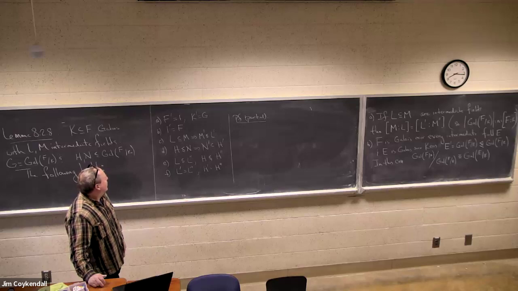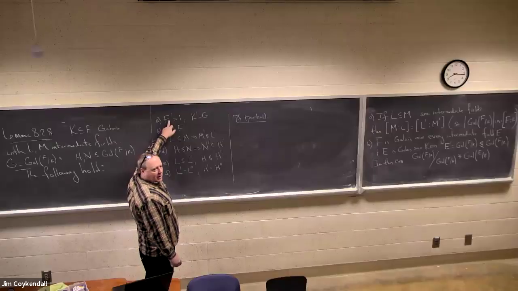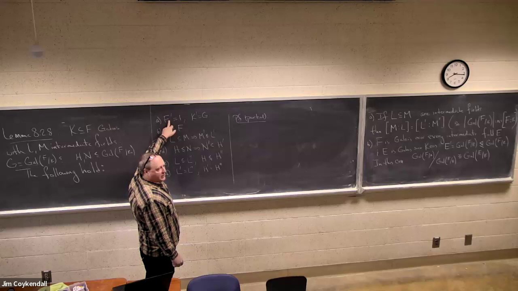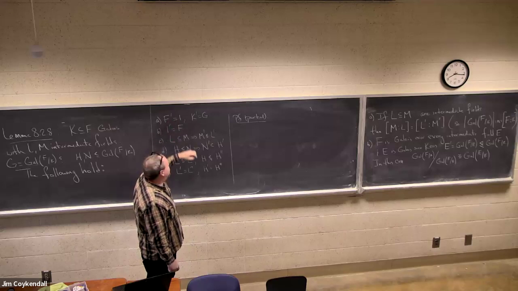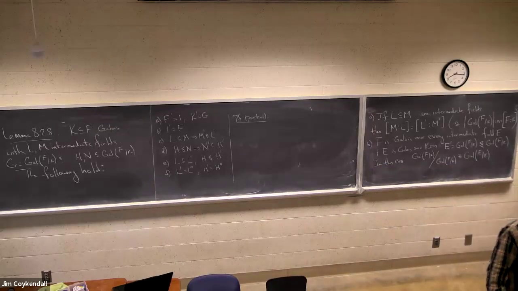Okay, so F is the big field. F prime is the set of automorphisms that fix all of F. Well, I know what that is: the only automorphism that fixes everything in F has to be the identity. And what is K prime? This is the set of all automorphisms that fix K, and that's all of G by definition, because G is the automorphisms that fix K.